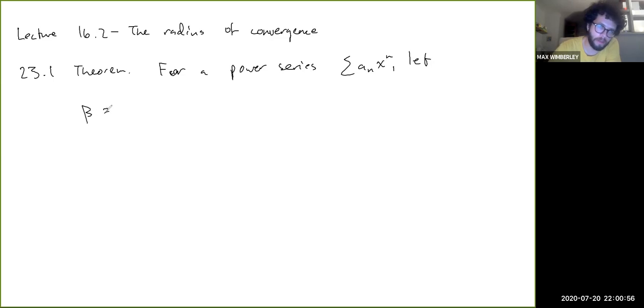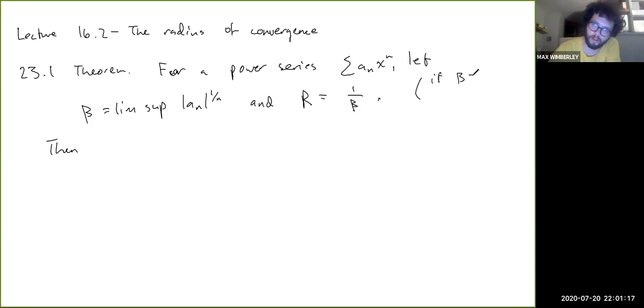So we let beta be the lim sup of |a_n|^(1/n), and r is 1 over beta. Of course, the convention here is if beta is infinity, we set r equals 0, and if beta is 0, we set r equal to infinity. Okay?